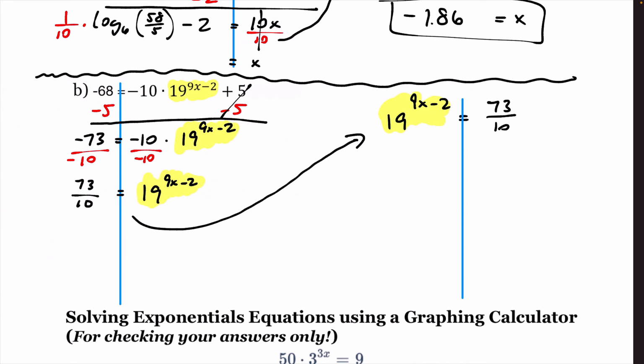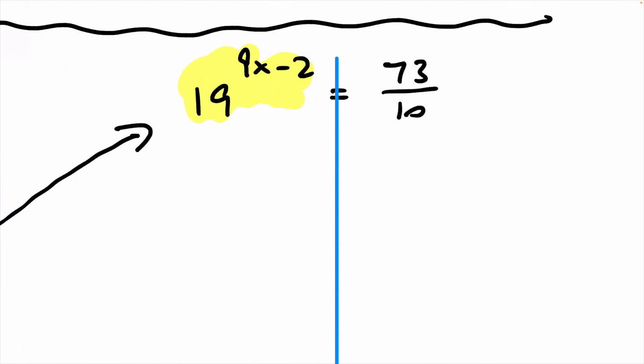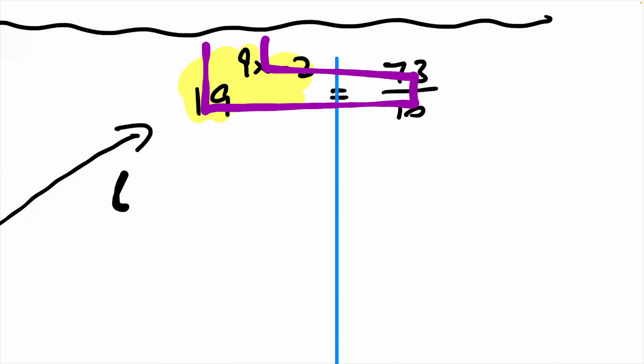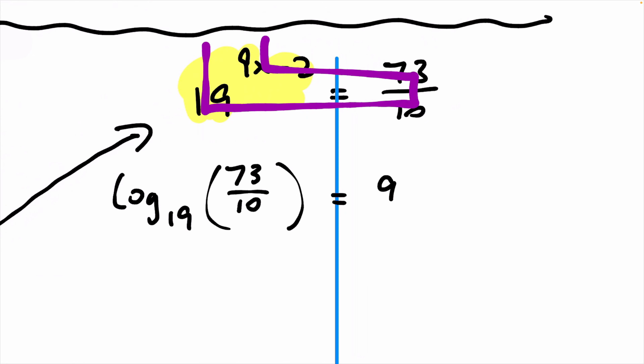So first of all, can I do that? Can I just flip them around? Is that okay? Yeah, because it's still equal, right? I still have an equal. I didn't change it. I just changed where its location was. Okay? So now I can do the L. So I have a log base 19, parentheses, fraction goes over here, 9x minus 2.